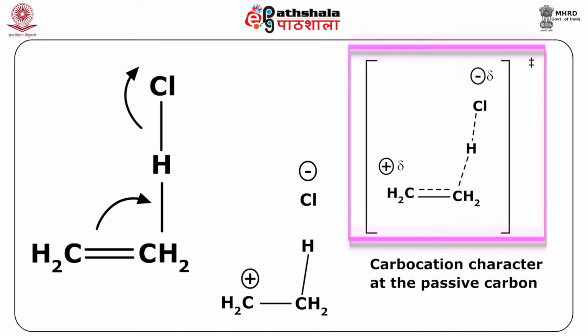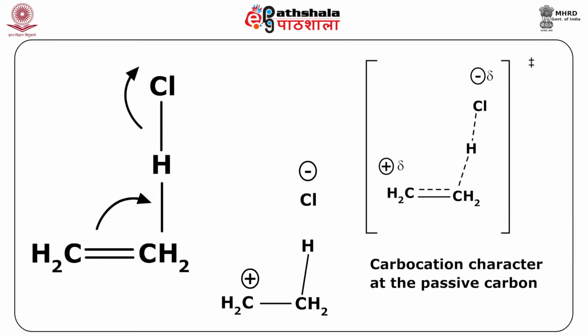Now, this is represented as a full line for the sigma bond and a dashed line for the partial pi bond. Now, the new C-H bond made and the H-Cl bond broken in the transition state are between no bond and a single bond. It is represented by a partial bond, that is a dashed line or a dotted line. Now, you can clearly see this in this figure.